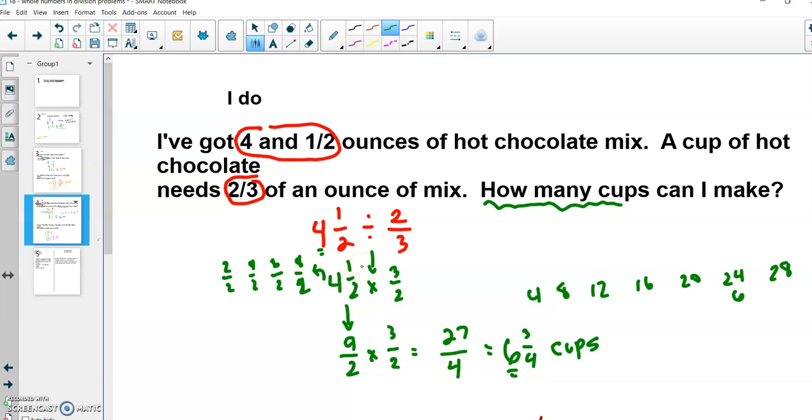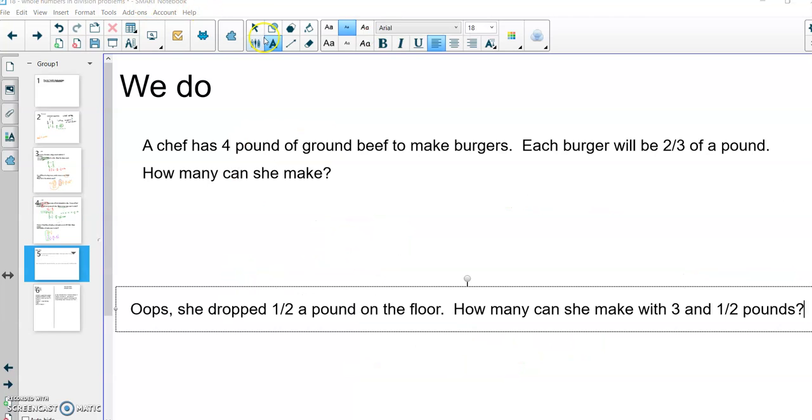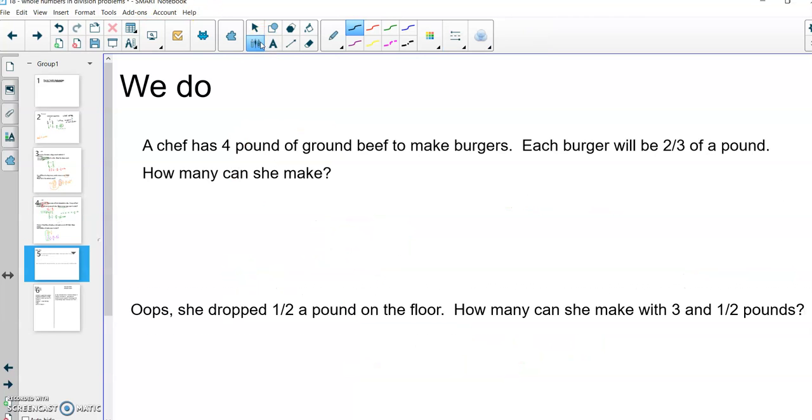Okay, if you would, open up your math notebook and let's do a couple together. All right, you can go ahead and pause and write the question down, and unpause when you are ready. So we're actually going to do 2. We're going to start with this. A chef has 4 pounds, sorry for my grammar, of ground beef to make burgers. Each burger will be 2/3 of a pound. How many can she make?